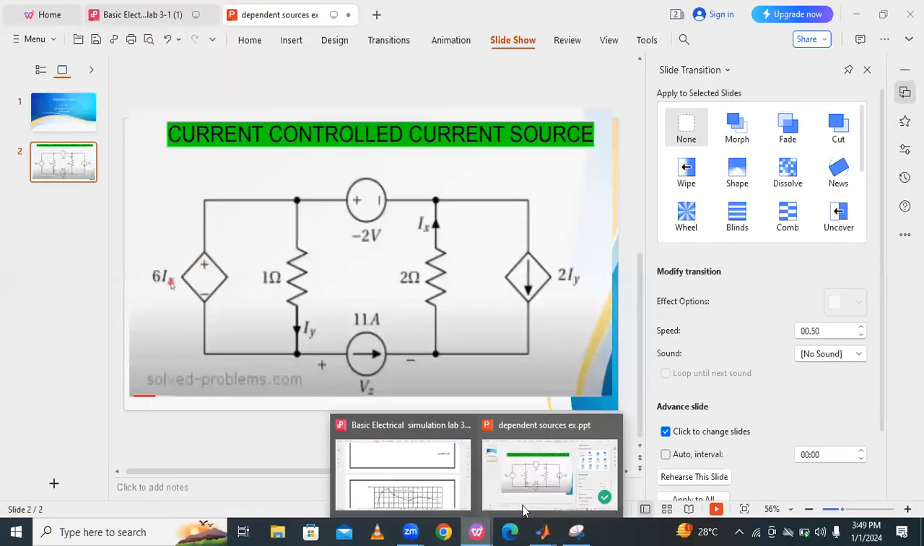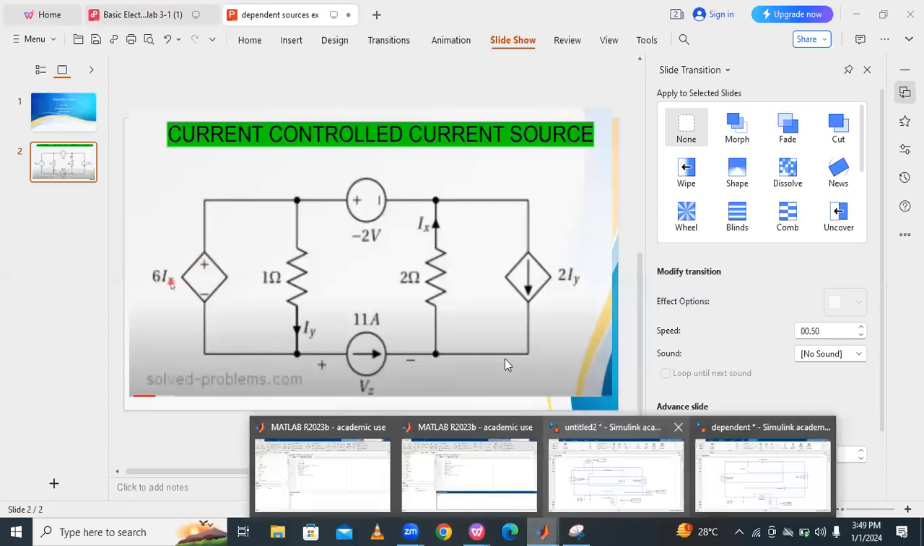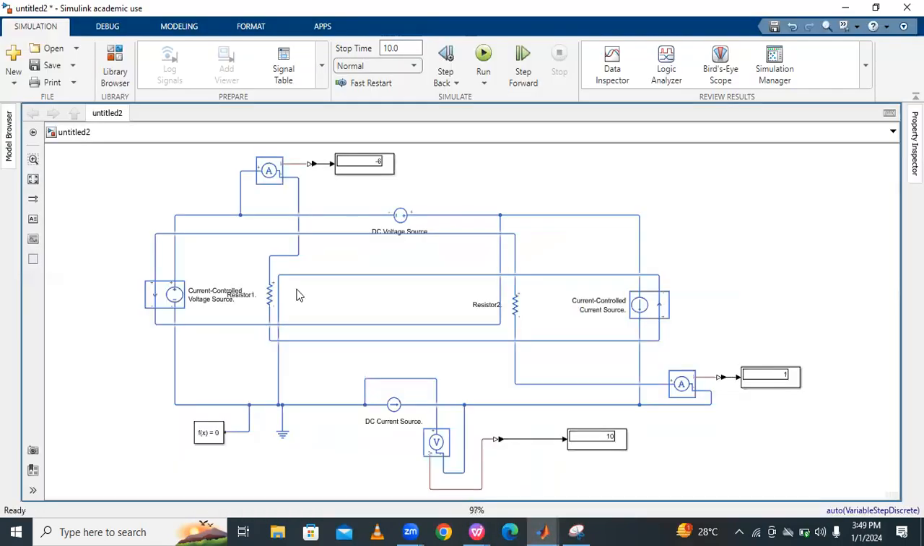IY is the current flowing into the 1 ohm resistor, and IY is nothing but minus 6 amps, and VZ is called 10 volts, and the next, IX is called 1 amp. Okay, so like this this circuit can be simulated by using MATLAB Simulink.